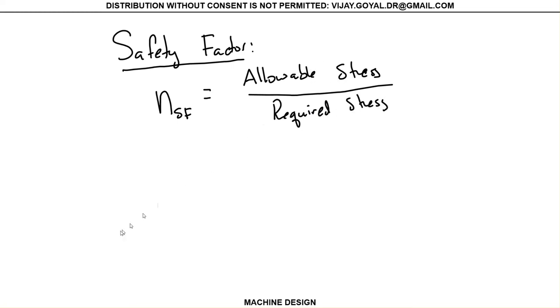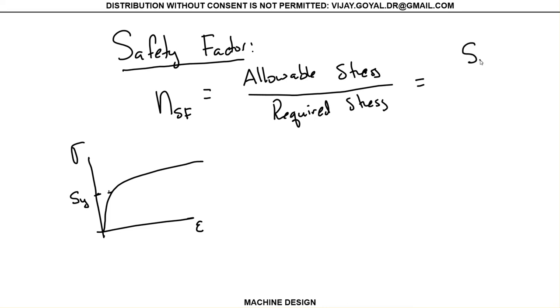Okay, the allowable stress comes from your stress-strain curves for the material, sigma versus epsilon. Here you have, let's say, sigma yield. You want to stay below sigma yield, so maybe this is sigma yield, and this is the calculated stress. So this is the stress to calculate, this is sigma yield, and you want to find this factor.